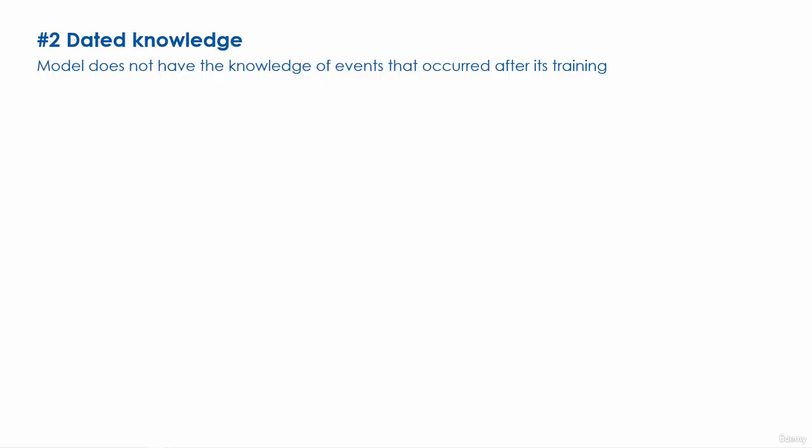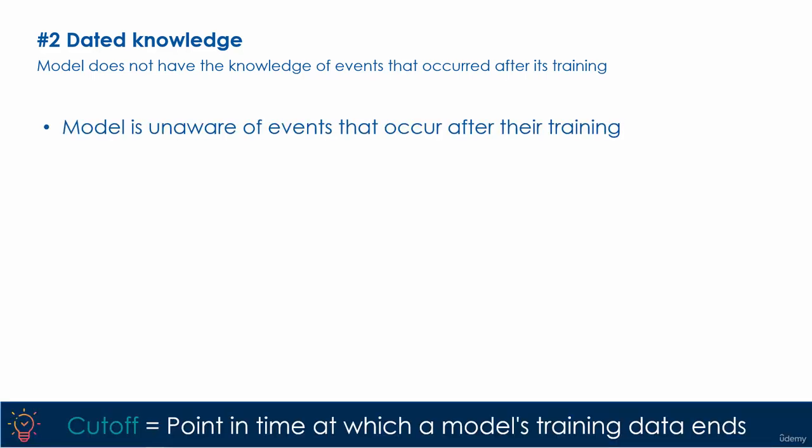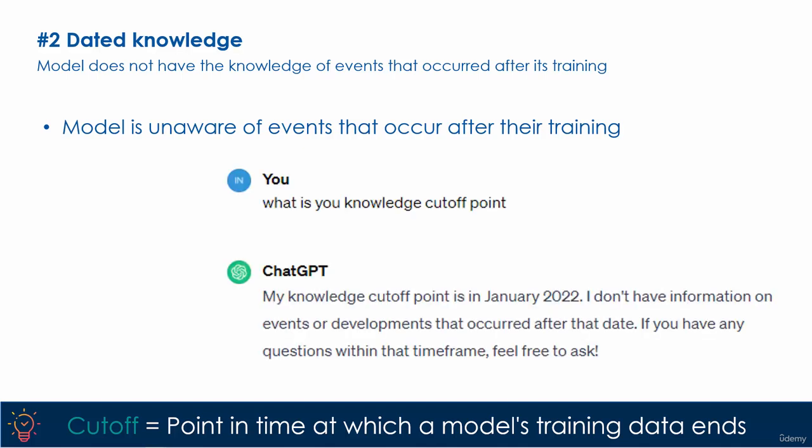Challenge number 2 is related to the fact that model's knowledge is dated. Once the model is trained, its static knowledge does not change, and this is referred to as the cutoff point. In other words, model will not be aware of any event after the cutoff point. In fact, some models, like ChatGPT, when asked, share their cutoff date.